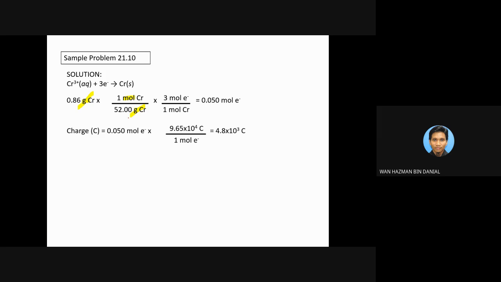Let me highlight again. That's why you also need to know the redox reaction. In this case, chromium has Cr3+ plus 3 electrons to produce chromium solid, right? So 1 mole of chromium is equivalent to 3 moles of electrons. I wrote this because students often make mistakes. It is equivalent to 3 moles of electrons. So here, for example, the mole is not 1 mole.